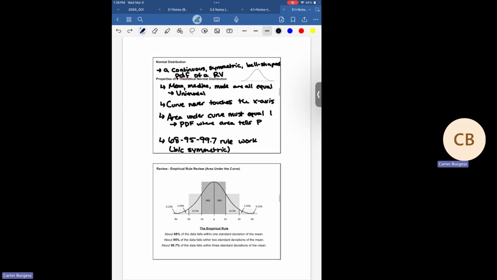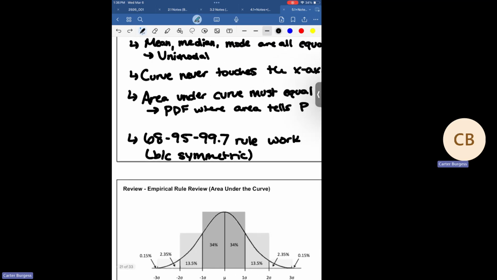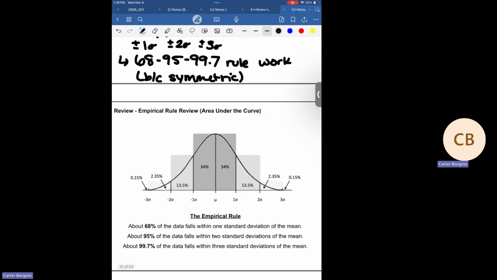Okay, and just to remind us what this rule means, we see 68% of our data when we are within 1 standard deviation, 95% of our data when we are within 2, and 99.7% of our data when we are within 3 standard deviations, as detailed here.